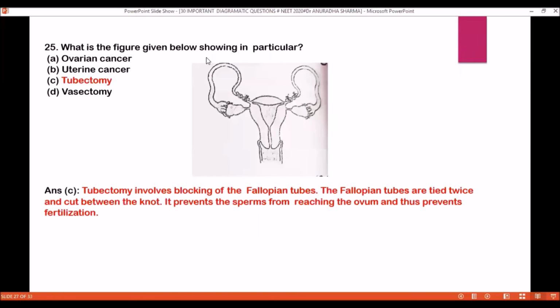What is the figure given below showing in particular? First, ovarian cancer, uterine cancer, tubectomy, and last is vasectomy. Tubectomy is a procedure that involves blocking the fallopian tubes, and these fallopian tubes are tied twice and cut between the knots. Its function is that it prevents the sperms from reaching the ovum and thus prevents fertilization. So option C, that is tubectomy, is what this figure is showing.